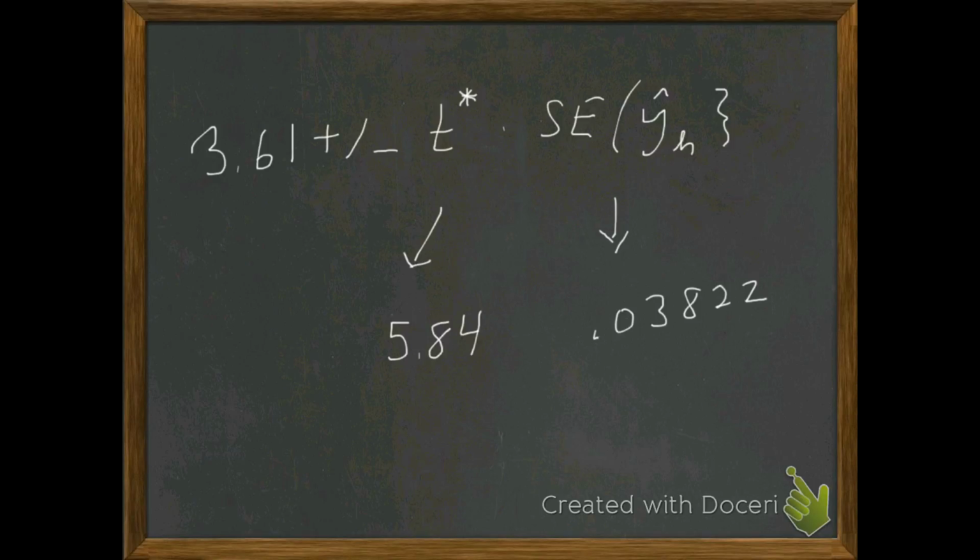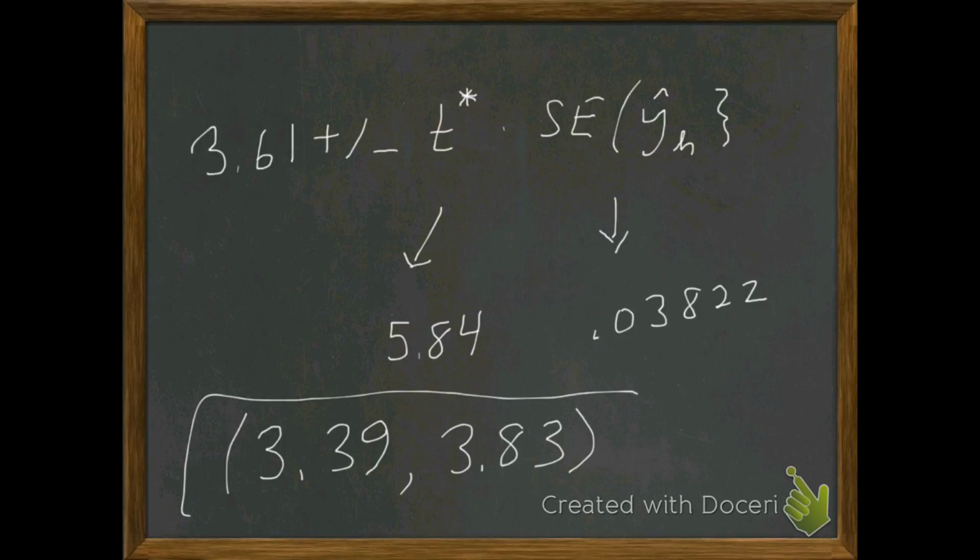5.84 times our standard error, 0.03822. And of course we do the plus. So guys, the 95% confidence interval that I get here is 3.39 to 3.83, assuming I didn't make any typos.